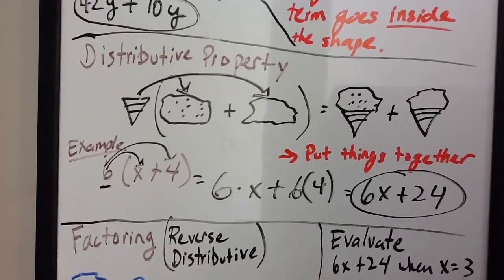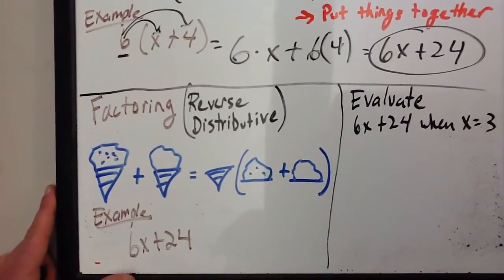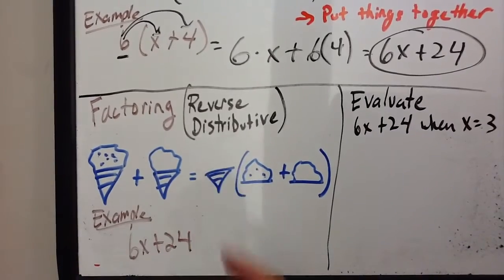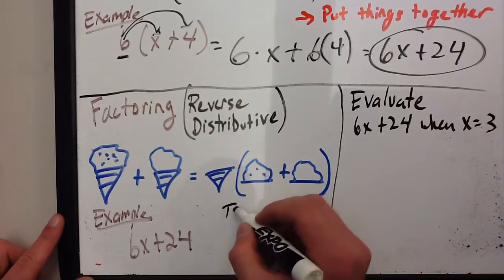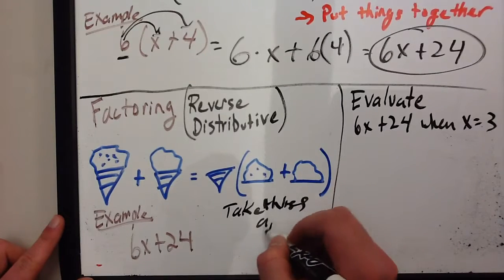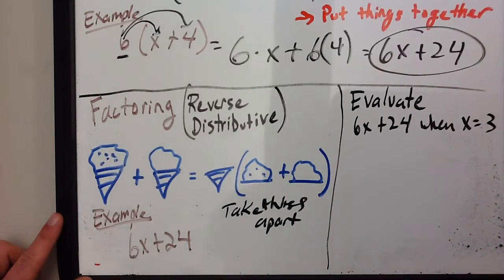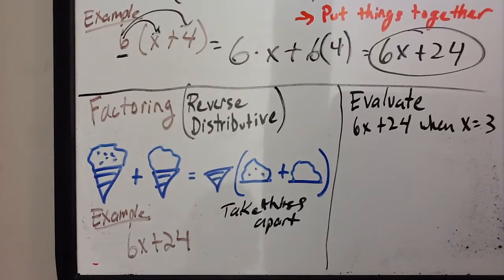Now we also have factoring. Factoring is pretty much the opposite of distributing. It's the reverse distributive property, you could call it. So basically, you start with things already put together, and factoring is you take things apart. So I already have a cookie dough ice cream cone and a vanilla ice cream cone, and I'm going to take them apart.